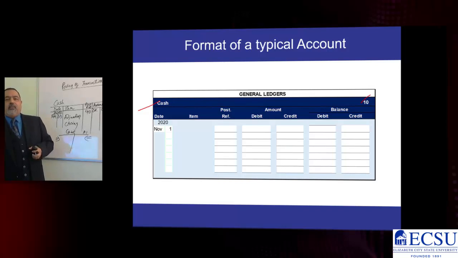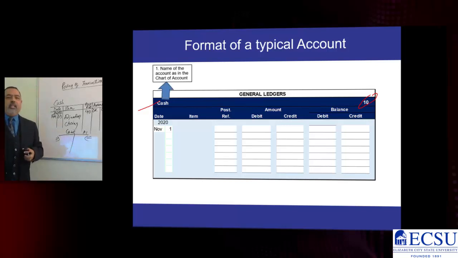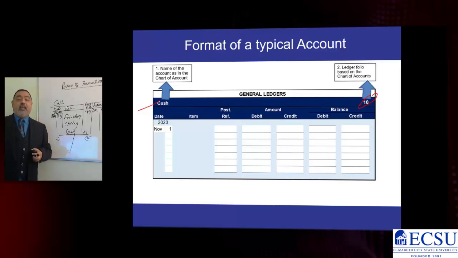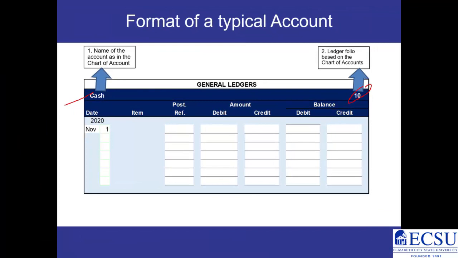And on the right, you can see I've written 10. So that is the ledger folio. So the name of the account, as in the chart of accounts, needs to be written. And then we have a ledger folio based on the chart of accounts. Again, all assets will start with 1. Liabilities will start with 2. Owner's equity will be 3, revenues with 4, and then expenses with 5.